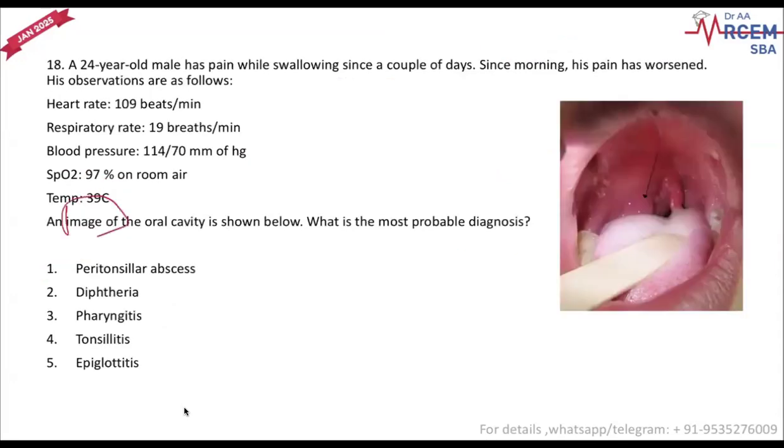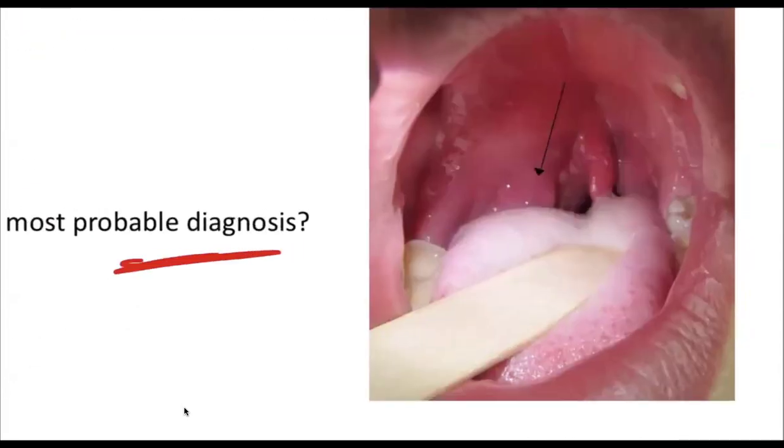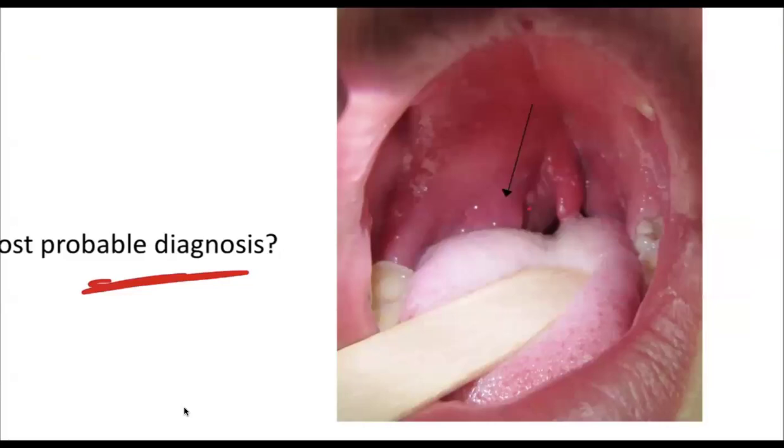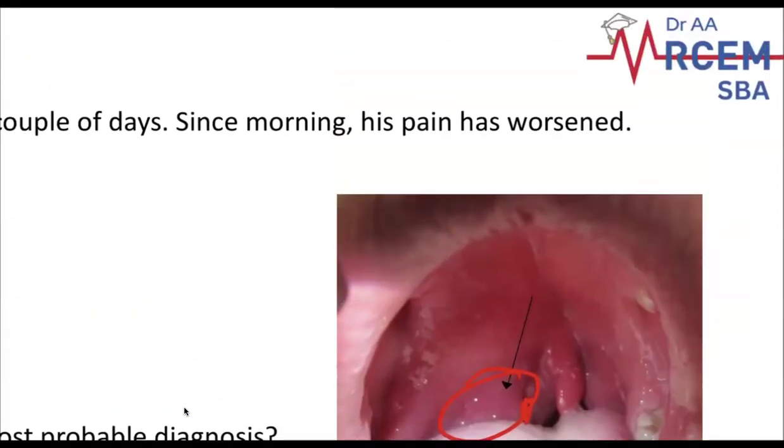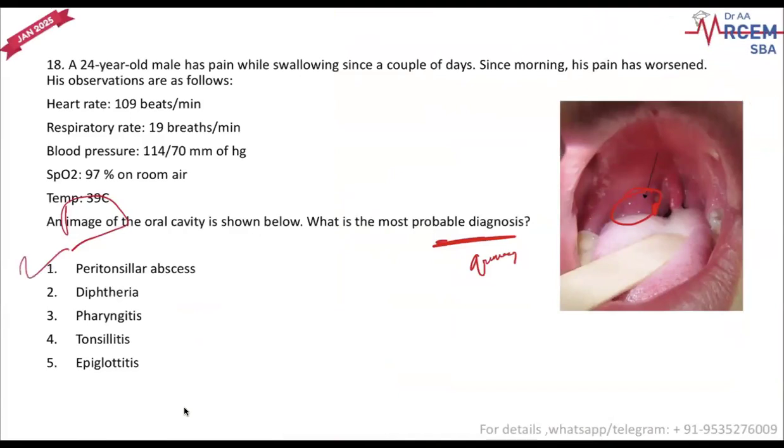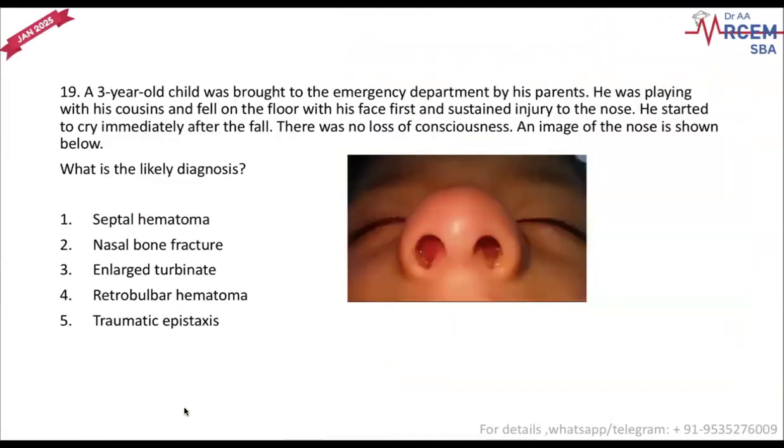An image is given. They are asking what's the probable diagnosis. Let us see the image here. This is the tonsil, and behind the tonsil there is a swelling present. This is a peritonsillar abscess, also known as quinsy. They're just asking the diagnosis, so it is a straightforward peritonsillar abscess that the patient is having.